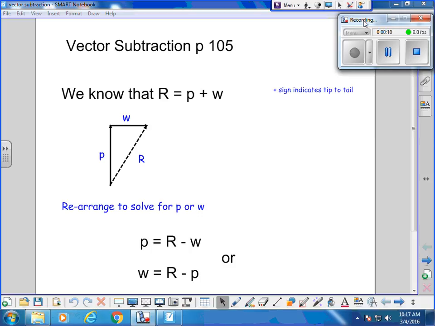Okay, thank you. Okay, so I'm just going to give you my version of vector subtraction. It's about a 10-minute little spiel. Vector subtraction, it's page 105 in the textbook if you're following along with that lousy textbook.